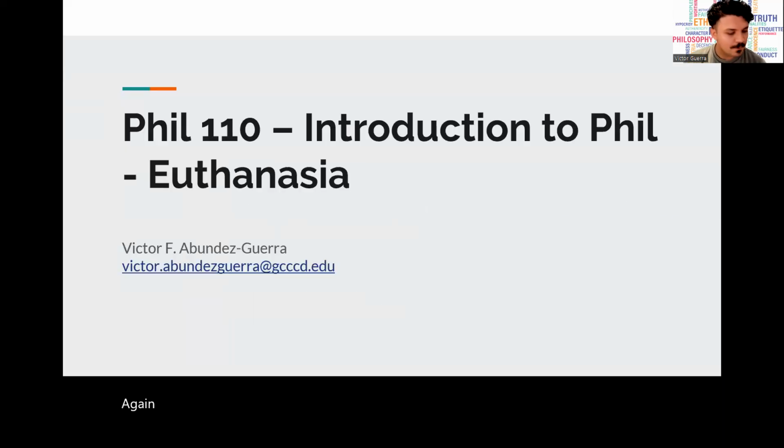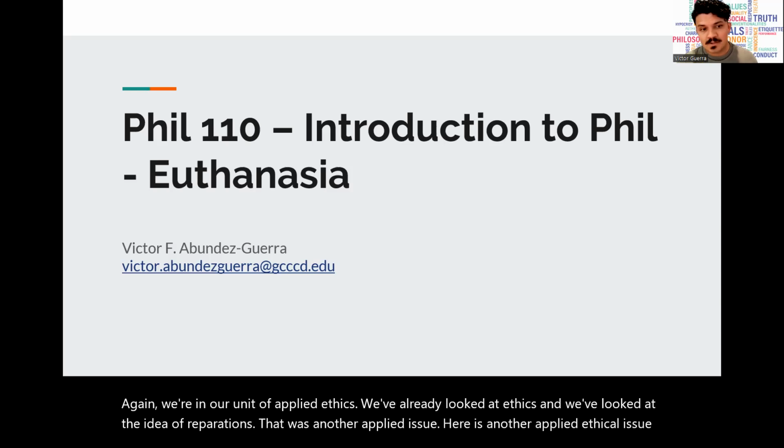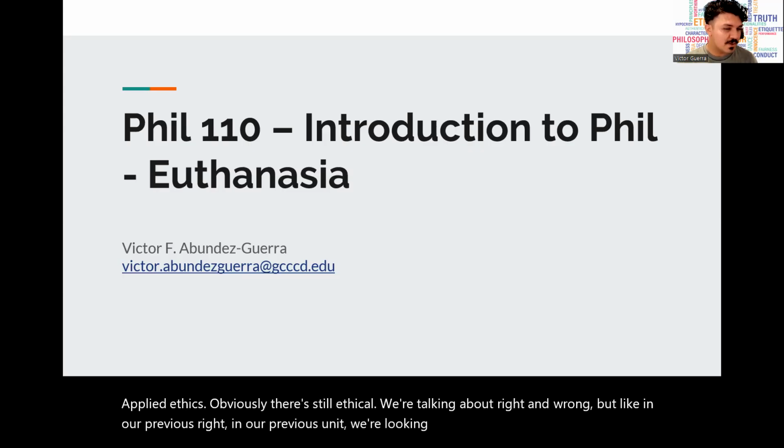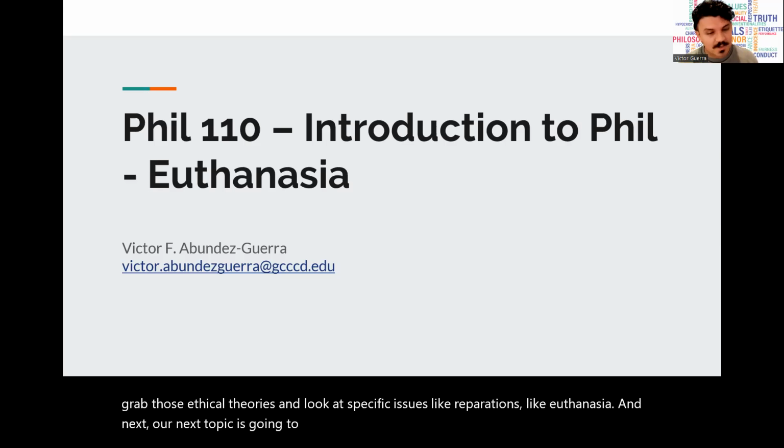Again, we're in our unit of applied ethics. We've already looked at ethics and we've looked at the idea of reparations. That was another applied issue. Here is another applied ethical issue. Applied ethics are still ethical. We're still talking about right and wrong. But like in our previous unit, where we looked at ethical theories, now we're trying to grab those ethical theories and look at specific issues like reparations and euthanasia. And our next topic is going to be abortion. So keep that in mind.